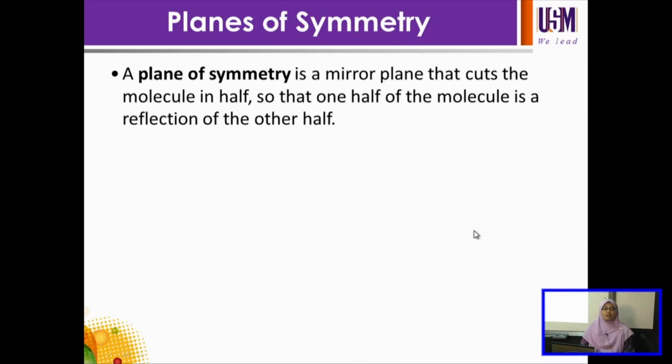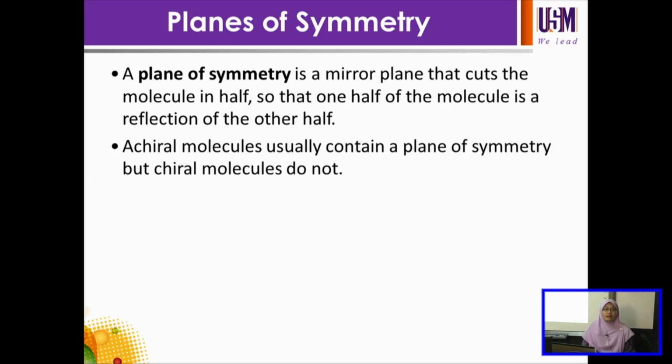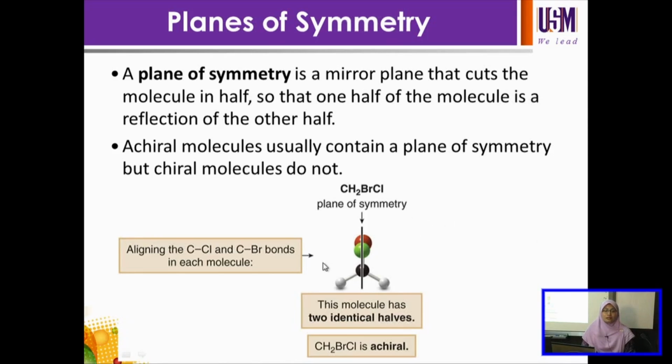What is a plane of symmetry? A plane of symmetry is a mirror plane that cuts the molecule in half, so that one half of the molecule is a reflection of the other half. Achiral molecules usually contain a plane of symmetry, but chiral molecules do not have a plane of symmetry. So for example, here is bromochloromethane. It has 1 bromine atom, 1 chlorine atom, and also 2 atoms of hydrogen.